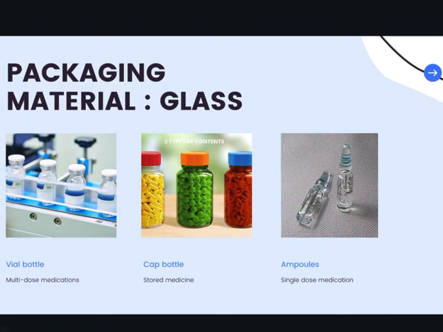So, as its application in pharmaceutical industry that we're gonna see is we can use it as a vial bottle, cap bottle, and ampoules. So, vial bottle is for multi-dose medication. As we know, in COVID-19 era, we are gonna using this vial bottle as a vaccination bottle, then cap bottle to store medicine as daily use medicine, and ampoules as single dose medication, as the ingredients inside the ampoules is sometimes we use for injection liquid.